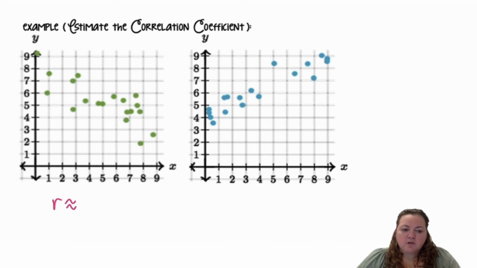I'm going to say for this first one, I'm going to estimate R to be, it's going down. So as I look at a graph from left to right, I can see that the points are decreasing. So it's negative. I'm going to say negative 0.79. And then the other one is going up. It's positive. They look like they're a little bit more tightly packed together than the other green dots. So I'm going to say R is about 0.94.